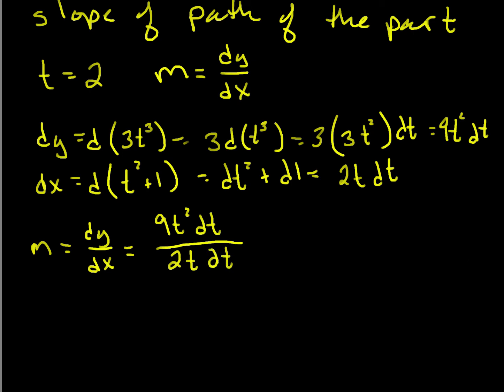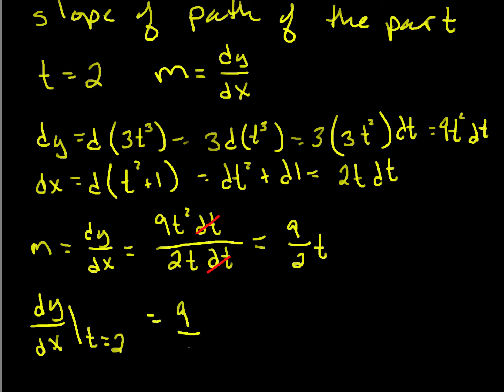And we see that our differentials of t, they cancel out. And we get simplification here. And so the differential of y with respect to x is equal to 9 halves t. So what is the slope of our path when t equals 2? Well, dy dx when t equals 2 is equal to 9 halves times 2, which is 9. And that's the slope of our path.